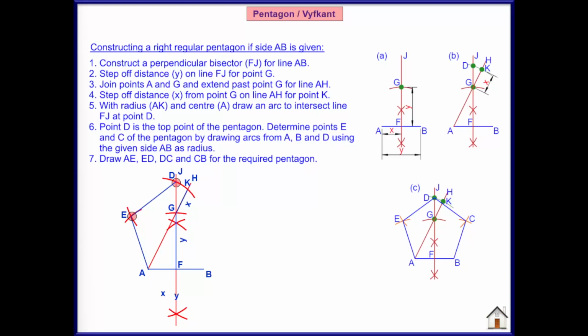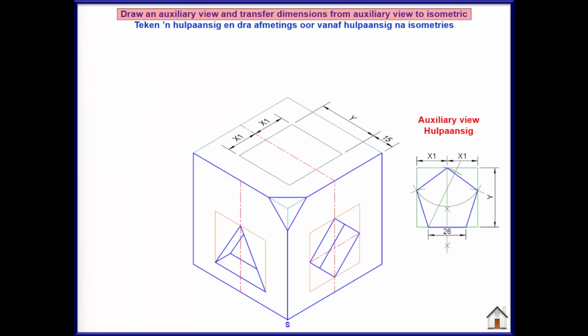I will repeat this process and complete my pentagon. Then from point D, side length and arc in space. From point B, side length and arc in space. And that will give me my point C, and then I can complete my pentagon construction. We need to draw an auxiliary view and transfer the dimensions from the auxiliary view to the isometric view. We already did the pentagon construction.